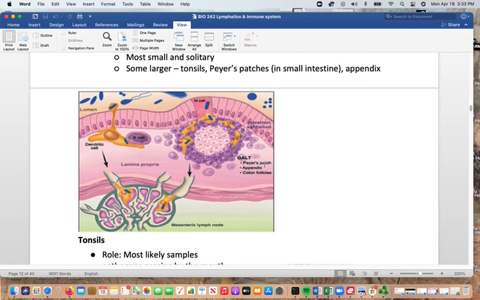So here you can see Peyer's patches, appendix, colon follicles.